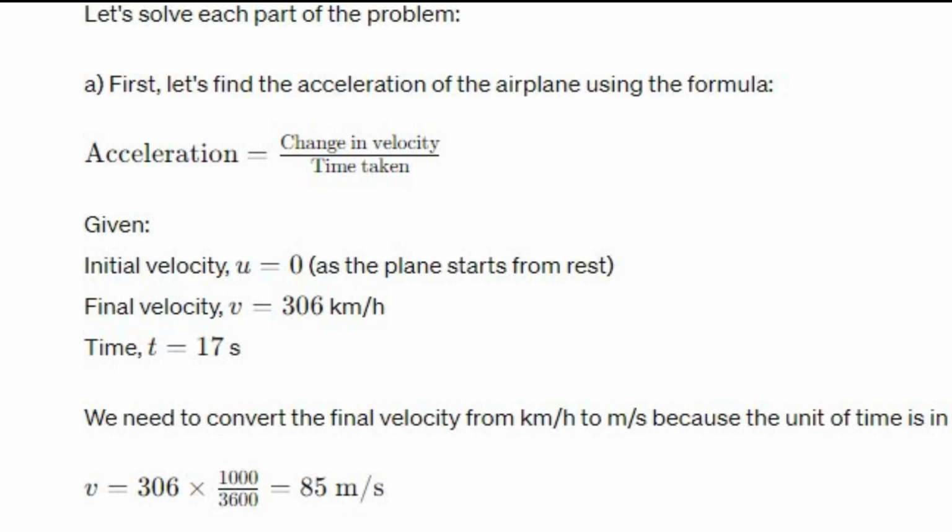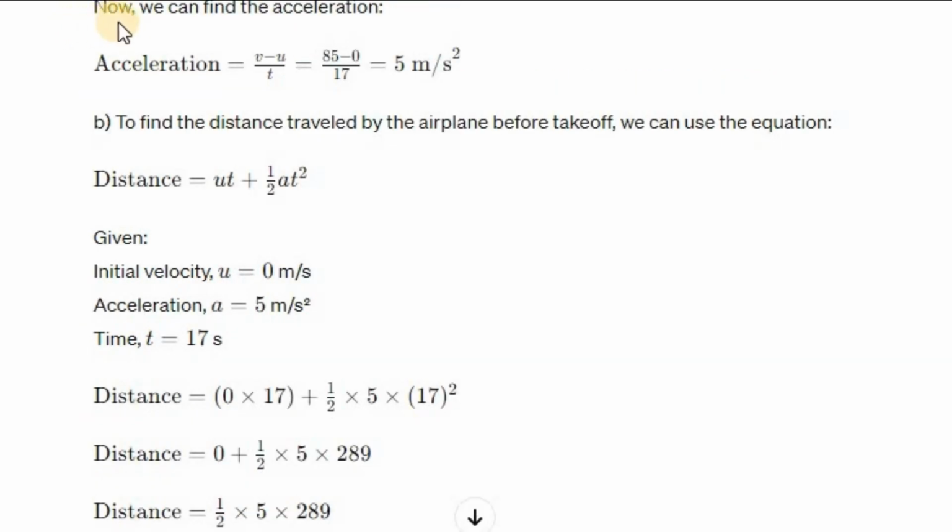We need to convert the final velocity from kilometers per hour to meters per second because the unit of time is in seconds. V equals 306 multiplied by 1000 over 3600 equals 85 meters per second. Now we can find the acceleration. Acceleration equals V final minus V naught over t equals 85 minus 0 over 17 equals 5 meters per second squared.